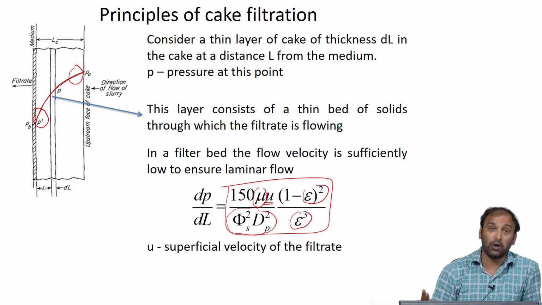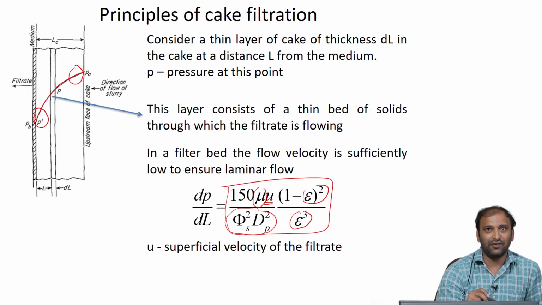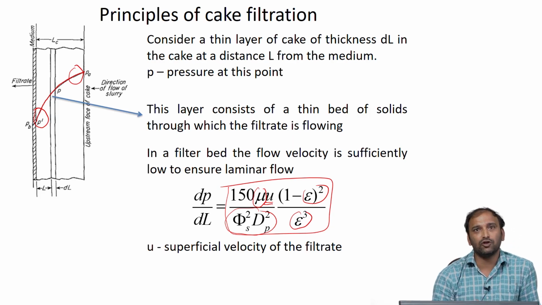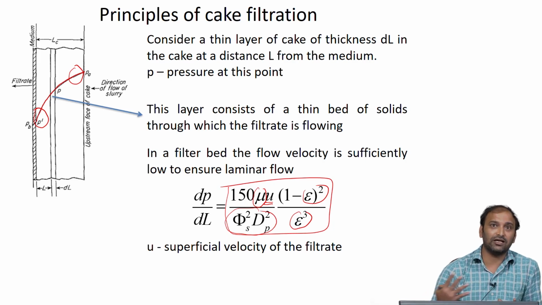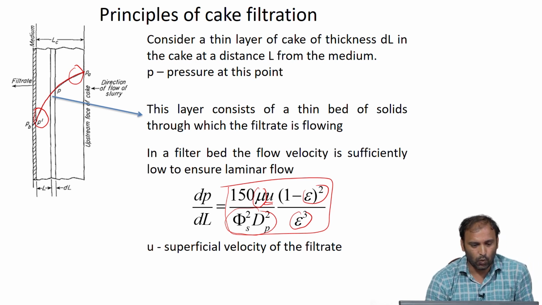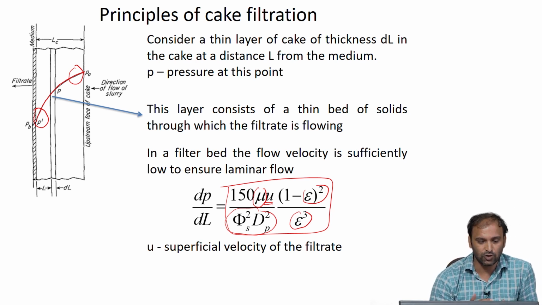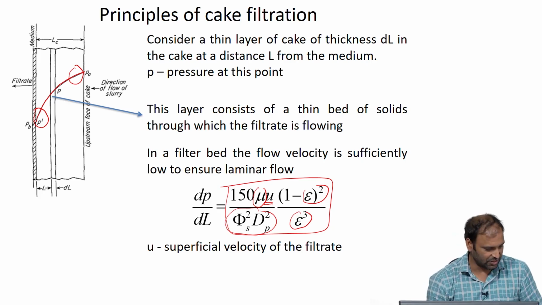That is one of the reasons why there could be a non-linear variation. The other reason could be that the velocity with which the filtrate is flowing through the medium could also be spatially varying, depending upon what kind of system you're trying to look at. So this non-linear variation that you are seeing is essentially justified.